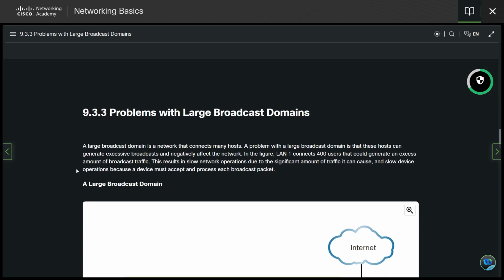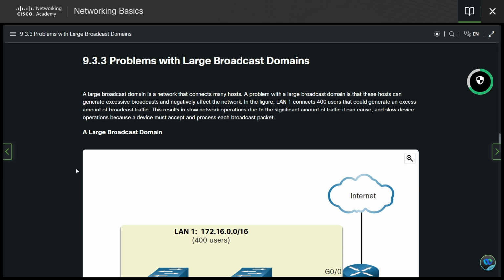The next point is problems with a large broadcast domain. A large broadcast domain is a network that connects many hosts. A problem with a large broadcast domain is that these hosts can generate excessive broadcasts and negatively affect the network. In the figure, LAN 1 connects 400 users that could generate an excess amount of broadcast traffic.